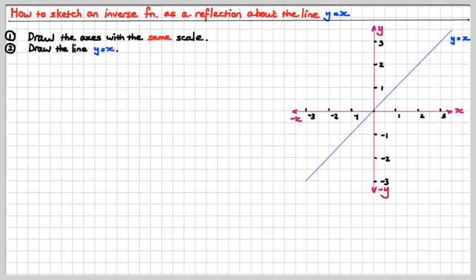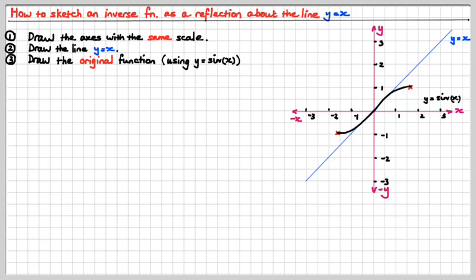So then you draw the line y equals x, there it is, and then what you do is you draw the original function. In this case we're going to do y equals sine x. Now, there it is, and it just touches the line y equals x, the function does, at the origin.